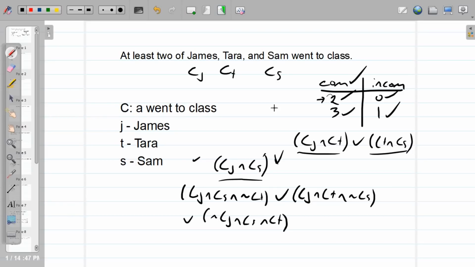So it rules out any case where 0 or 1 of them showed up, and it rules in, but we need one more, don't we? We need one more to make this work, because we haven't captured the case where all 3 of them go to class. So we need one more conjunct, CJ and CT and CS. Now we've got it. Yeah?